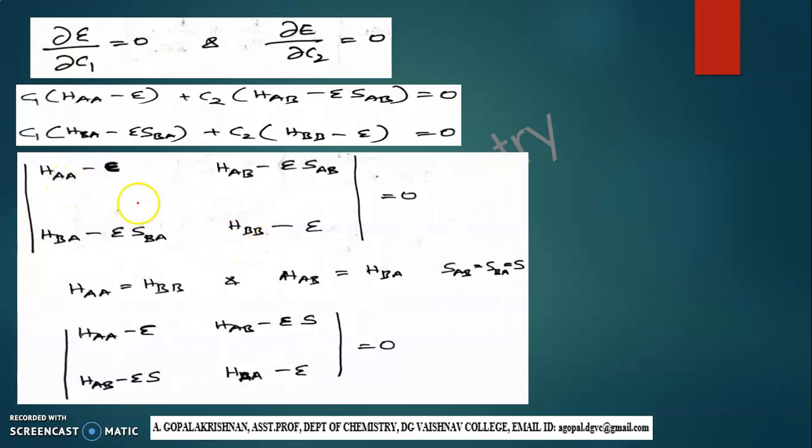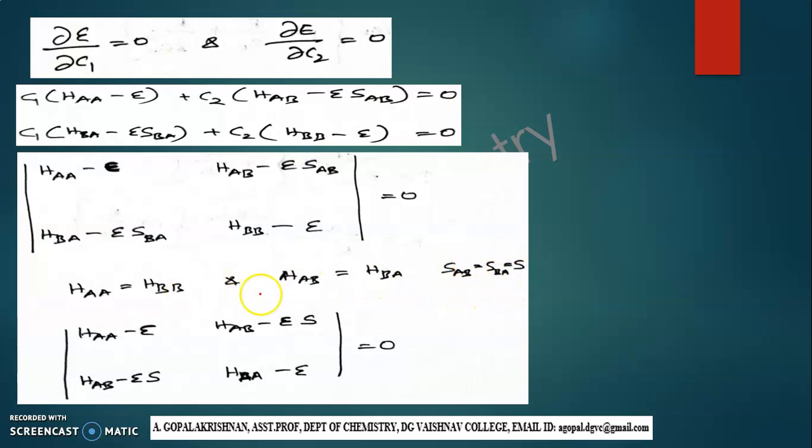So they are actually Coulombic energies of the electron associated with the 1s orbital of hydrogen atom A and the 1s orbital of hydrogen atom B. Since they are hydrogen atoms, the HAA and HBB values are supposed to be equal. Similarly, HAB and HBA also must be equal. So HAA equals HBB, HAB equals HBA, and SAB and SBA represent one and the same. I will take this value as S.